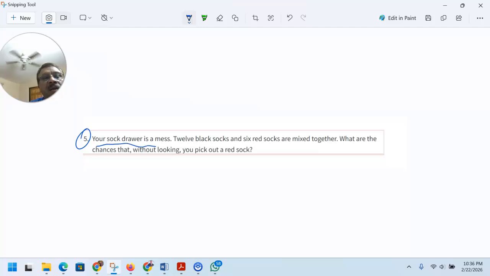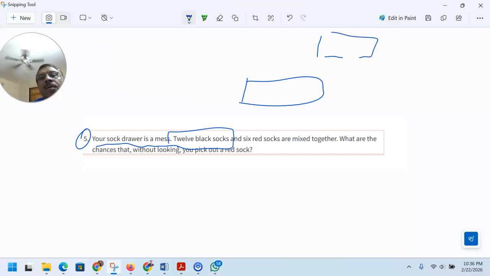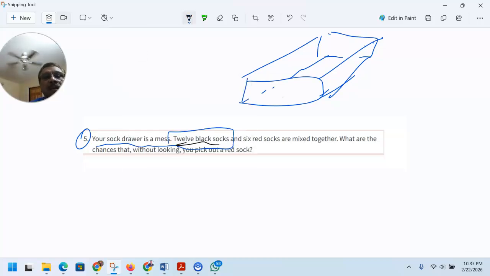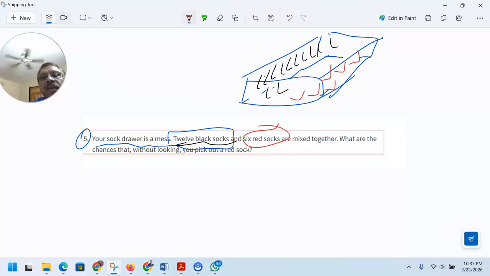Question number 5. Your sock drawer is a mess, and there are 12. So if this is your drawer, this drawer has 12 socks. So these are like 1, 2, 3, 4, 5, 6, 7, 8, 9, 10, 11, 12. And there are red also. These are 6 red. So there are 6 red and there are 12 black.